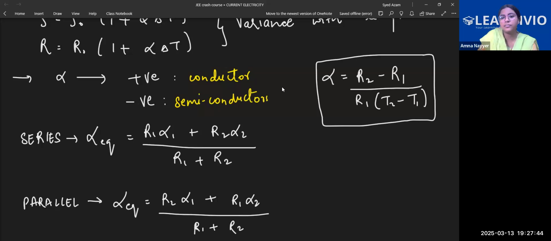So this you need to know. Now, from this basic formula, you can get the value of alpha as (R2 minus R1) divided by R1 (T2 minus T1). Questions have come from this also.